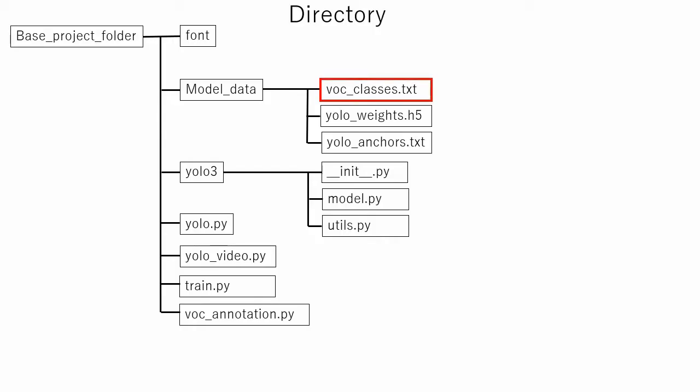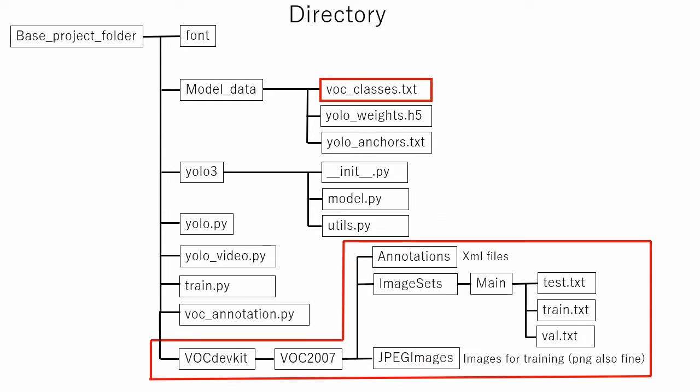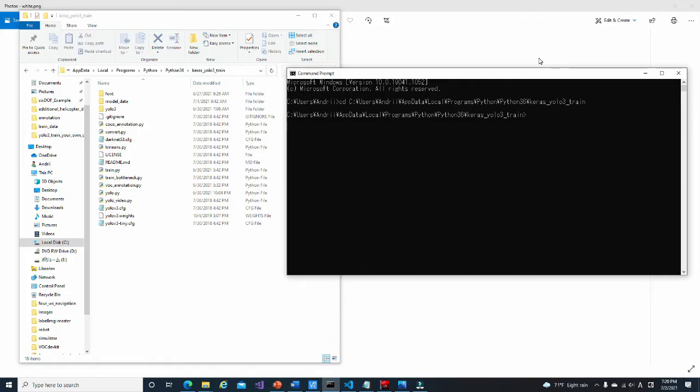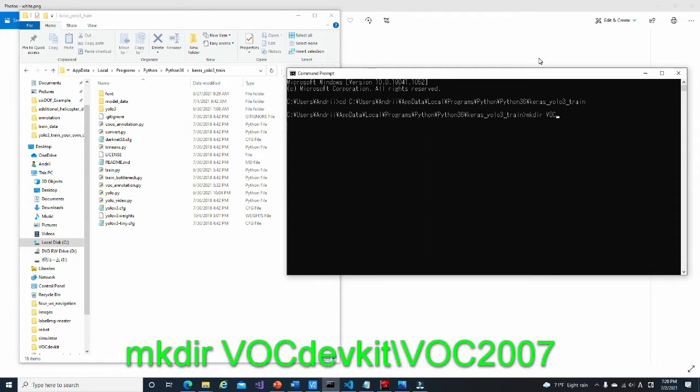In classes text, we will write classes that will be recognized by YOLO. Also, we need to make a VOCdevkit directory in which we will store image files and annotation files for training. After the training, H5 files will be generated in the logs folder. Now, let's begin from creating a VOC2007 directory. To create and move directory, use mkdir and cd commands.